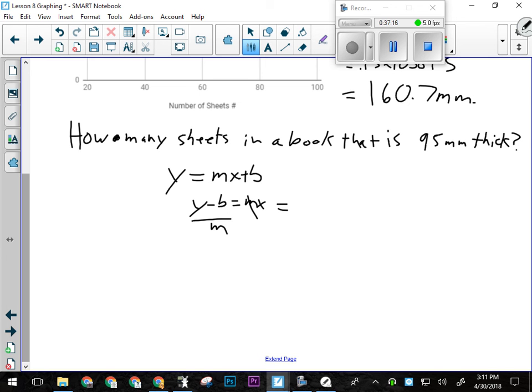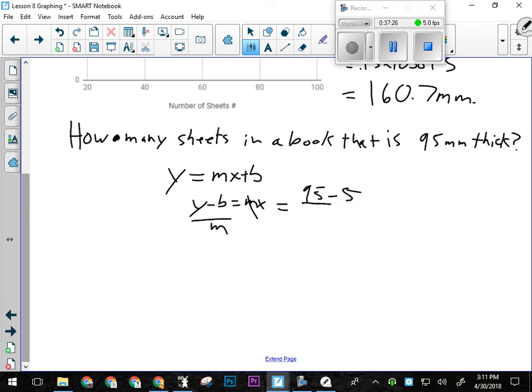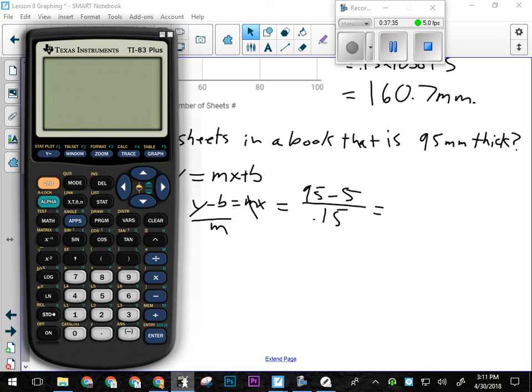Now we've got to plug in our numbers. They told us what y is. It's 95. We're going to subtract b, which was 5, right? And then we're going to divide that by m, which came out to 0.15. So we're going to have 90 over 0.15. All right, so it's going to have 600 sheets.